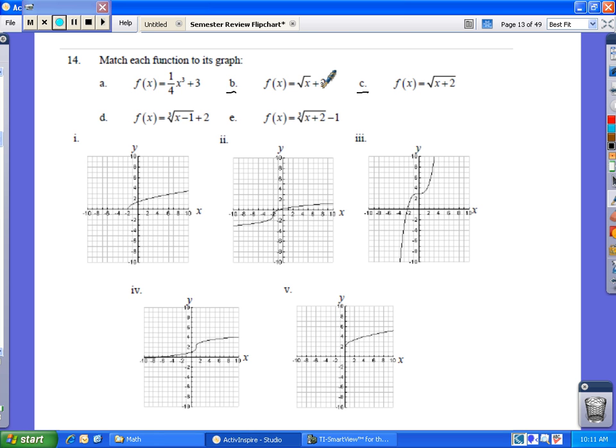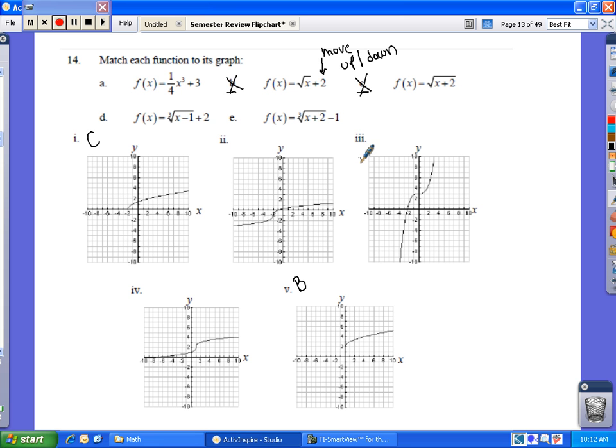Well, I know that if there's a +2 out here and it's not in the radical, that's going to move the graph up and down. So what is the one between 1 and 5 that's moved up or down? Well, 5 is the only one moved up, and you can see it's moved up 2 units. So I know that B will go with this one, which only leaves the other one, C, to go with this one. Okay?